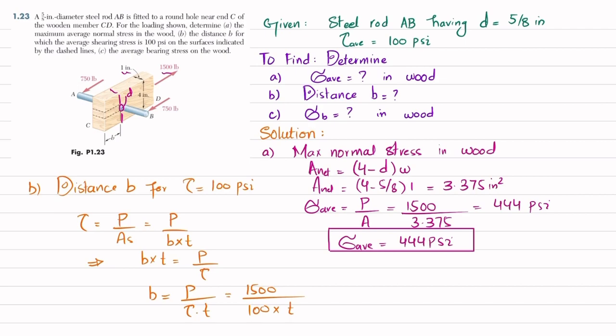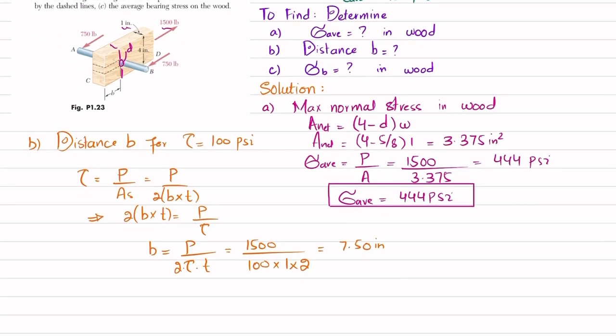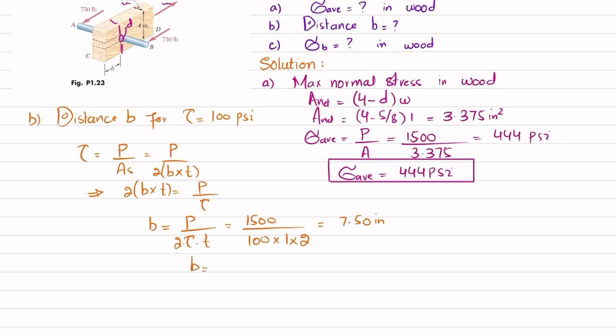Since we have two shearing areas, one will shear along this and the second along this, so we will multiply it by 2. Shearing area will be equal to 2 times, so thickness is given as 1, multiplied by 2. From here you will get B equal to 7.50 inch. This is the answer of our second part.